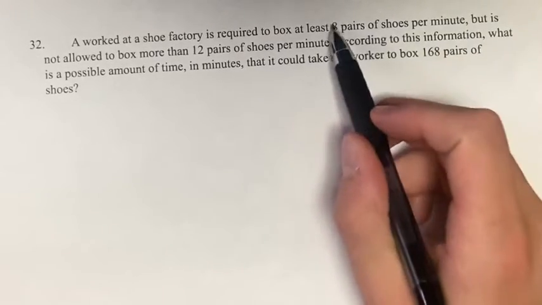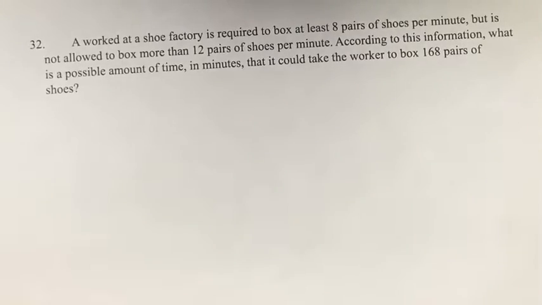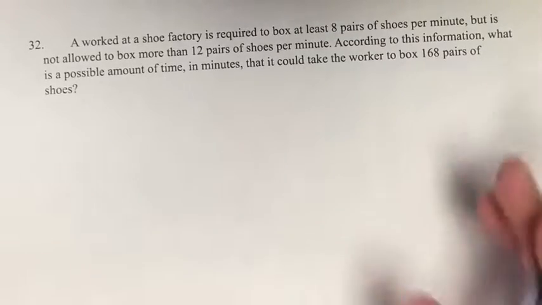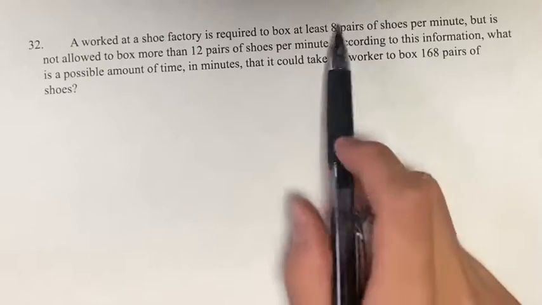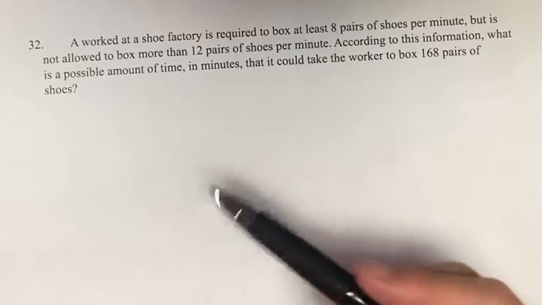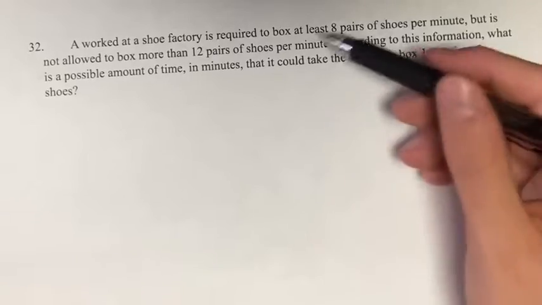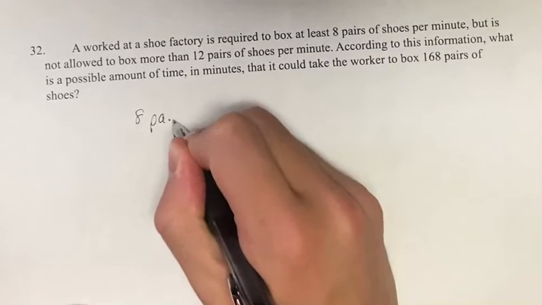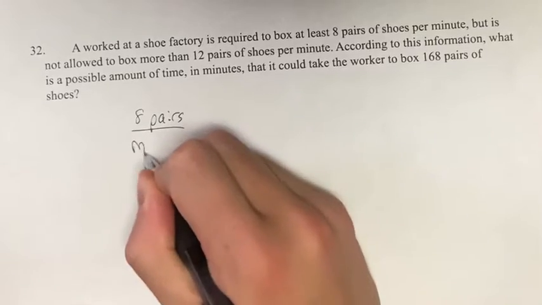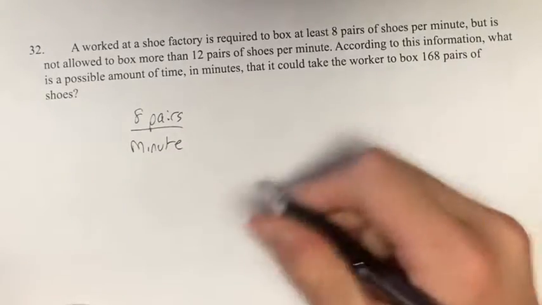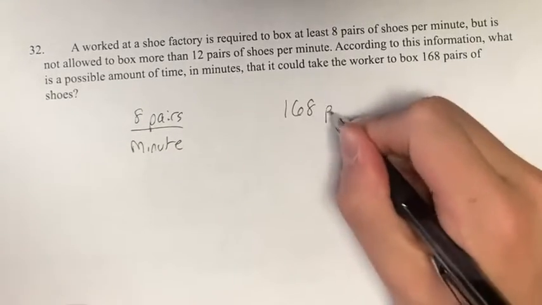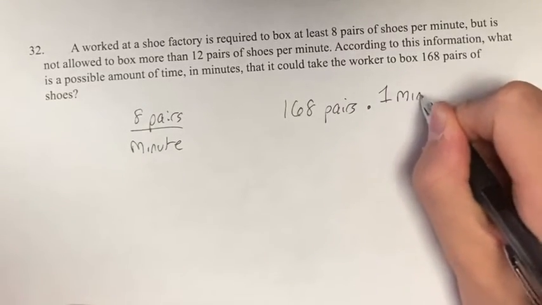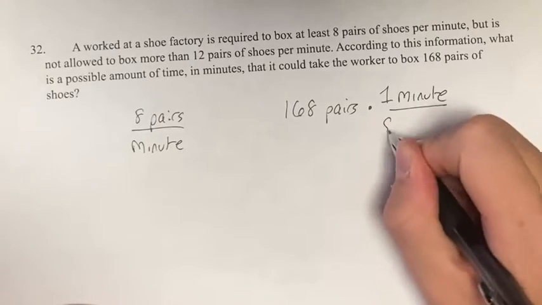If we're somewhere between 8 pairs and 12 pairs per minute, and we're asked for a possible time that it will take to box a certain number of things, we can use any number in this range to be our rate. So let's just pick 8, since that's a valid thing. So we have 8 pairs per minute is our rate. If we have 168 pairs, we can multiply it by the fraction 1 minute divided by 8 pairs.